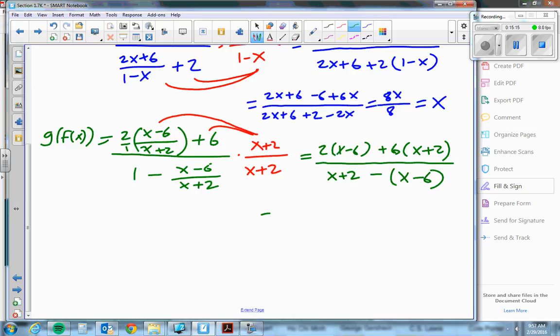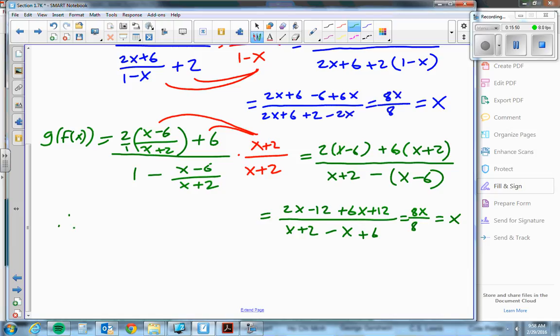All right, almost there. This is 2x minus 12 plus 6x plus 12, and then that's x plus 2 minus x plus 6. That's a sign error. If you left the parentheses off, you'd have a sign error right there. And then that's it. The numerator works out to 8x again. The denominator works out to 8 again, which doesn't always work out the same in both versions. And there you go. It's done.